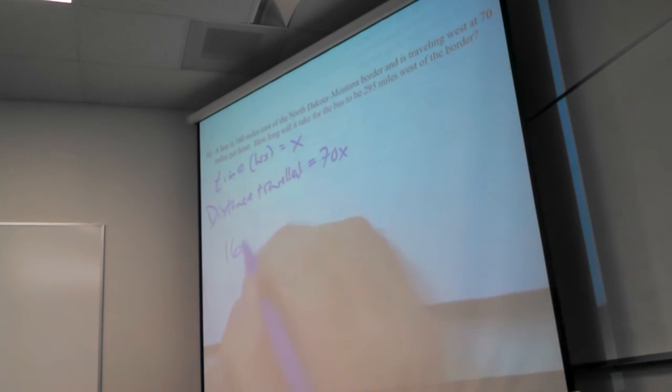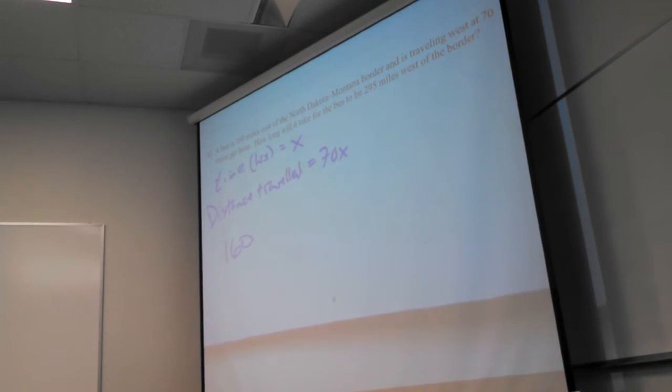So I'm 160 miles. Is that distance going to decrease or increase as I'm traveling? Decrease. I'm getting closer and closer. So after X hours, we've gone 70X miles. How close would we be to the border now? 160.